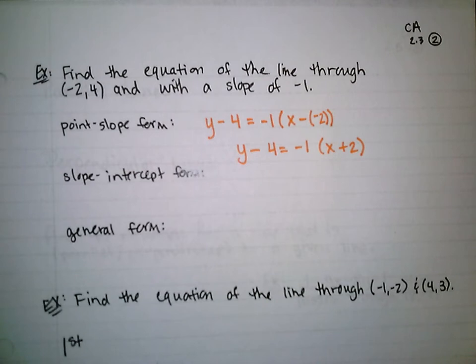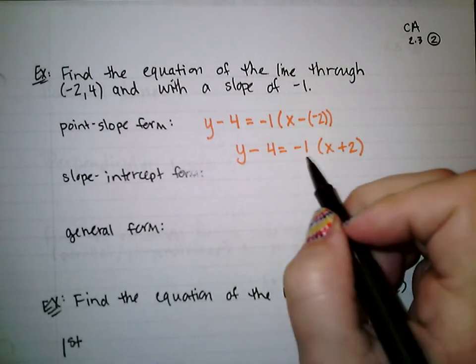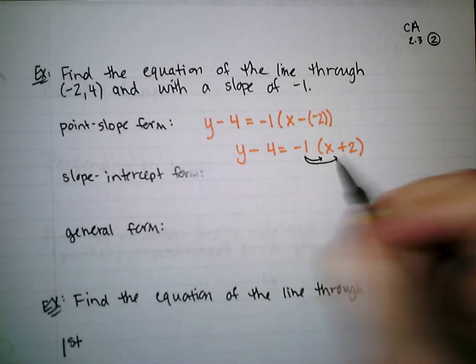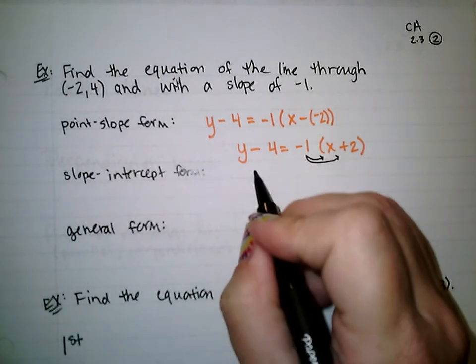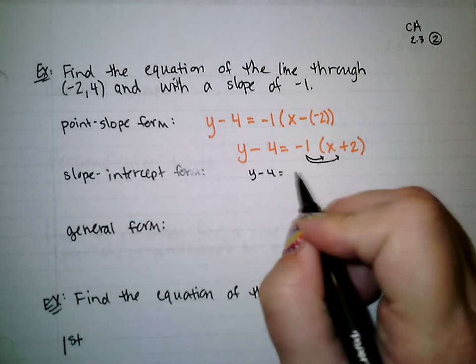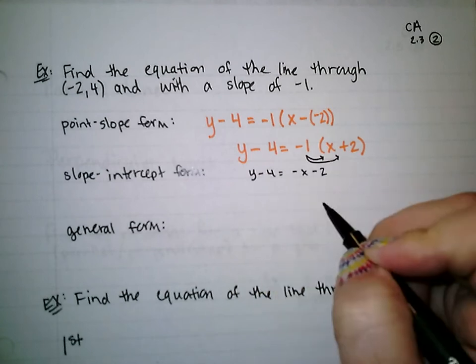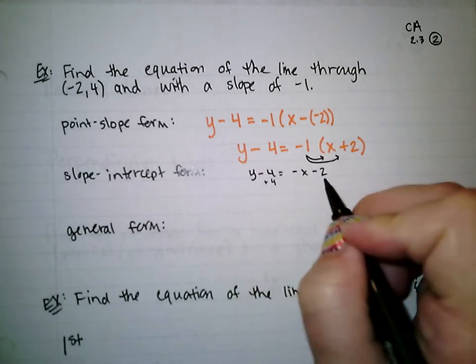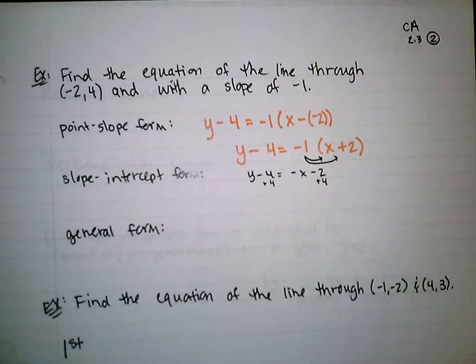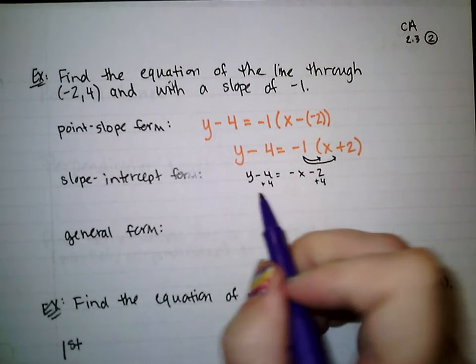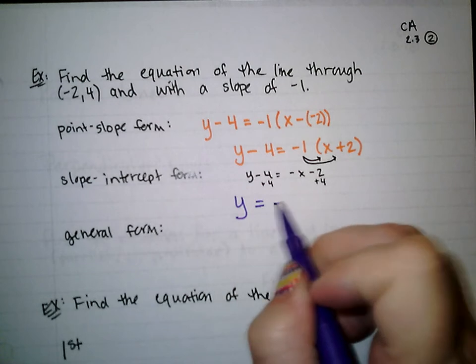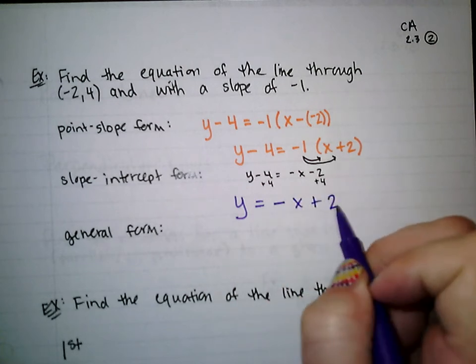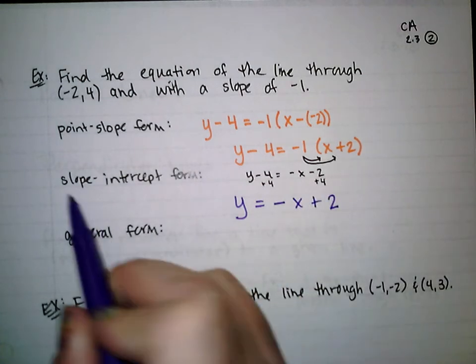For slope-intercept form, we're going to need to rearrange that. So I'll go ahead and distribute this -1 so that I have y minus 4 equals -x minus 2, and then add that 4 over. So we will have y equals -x plus 2. That's slope-intercept form.